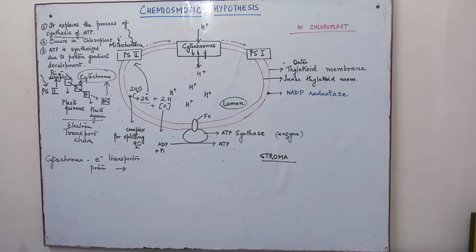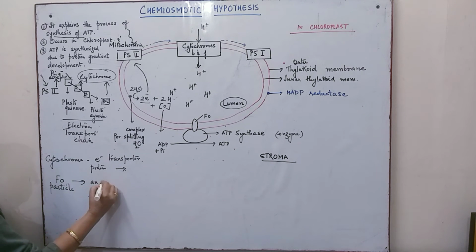They can come out only through certain channels of protein. There are certain protein channels through which only these protons can come out to the stroma to balance the proton gradient. Now, there are specialized proteins, that is the F0 protein, or F0 particle, as we call it. This F0 particle is an intrinsic protein.